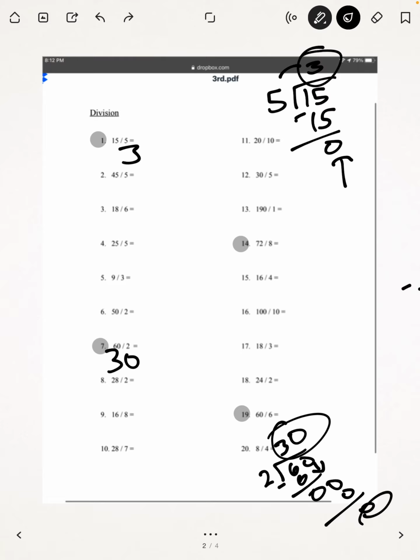Okay. 72 divided by 8. 8 divided by 72. 8 goes into 7 0 times. 8 goes into 72 9 times. You multiply 8 times 9. It goes 72. Subtract it, 0. And 72 divided by 8 is 9. Okay.